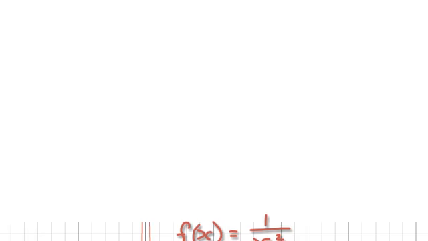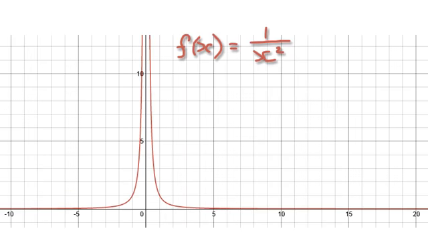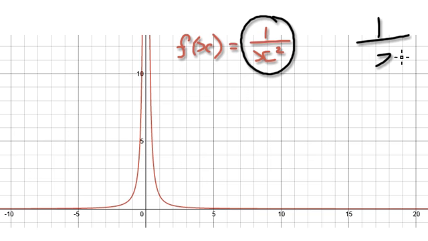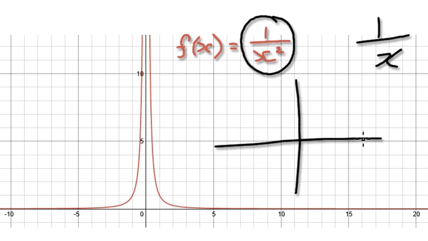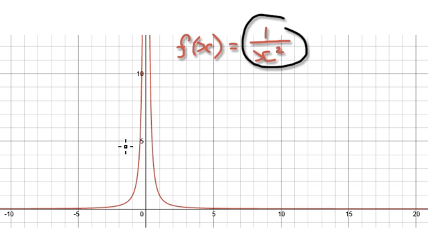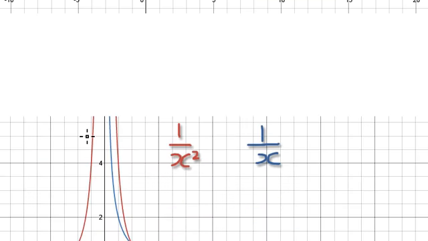In the previous video, I showed you a graph of 1 over x squared, and it looks like this. In this video, we're going to try and understand why this graph looks the way it does. Because if you look at the graph of 1 over x, it will look something like this. Now a graph of 1 over x squared looks like this. So we're going to try and understand why it looks the way it does.